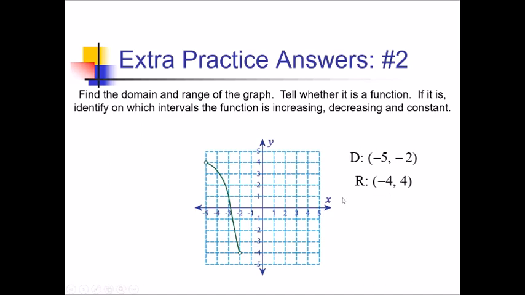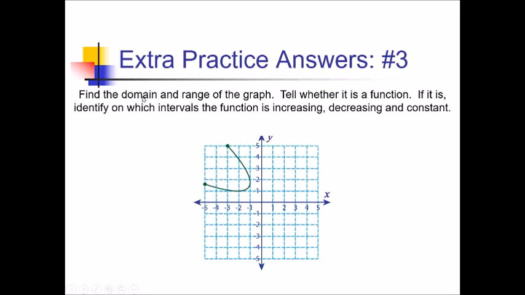Now for whether this is a function or not, if I draw vertical lines all across this graph, all of those vertical lines will touch at most once. There's no touching twice for any vertical lines. So this is a function. And then for the increasing, decreasing, constant, it's not increasing anywhere, it's not constant anywhere, it's going down for the entire length of the domain here. So from -5 to -2, that's going to be our decreasing interval. And that's it for this one.